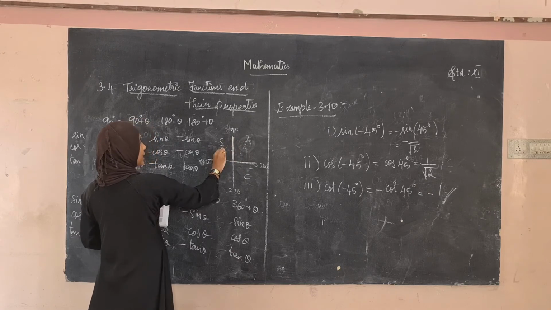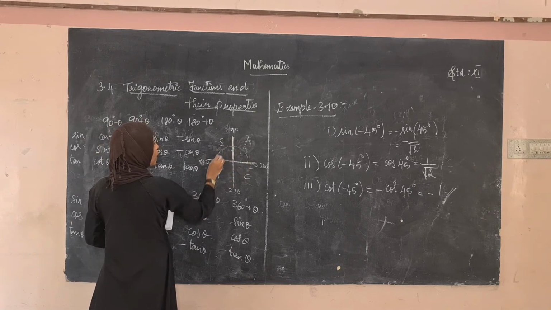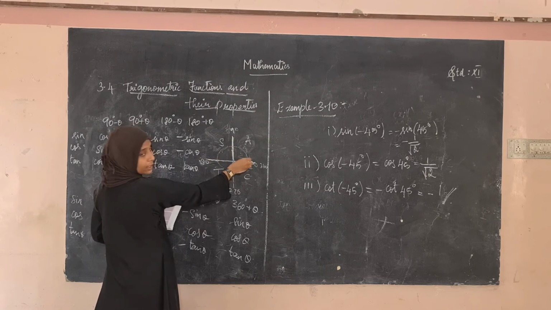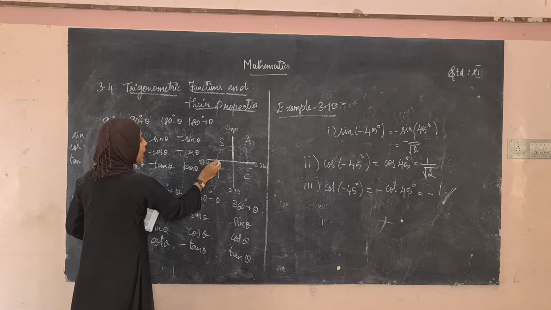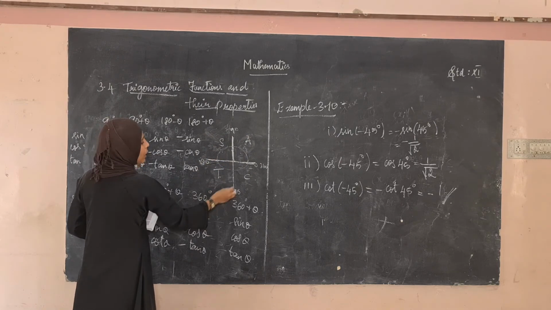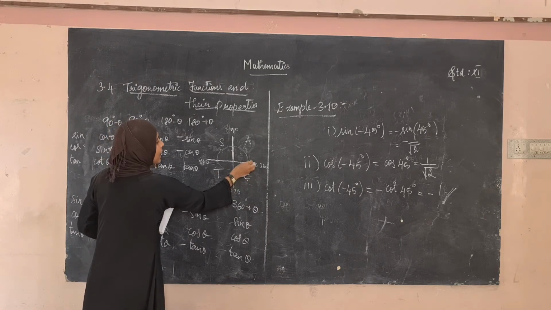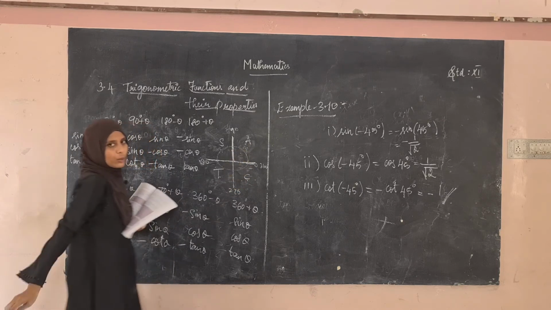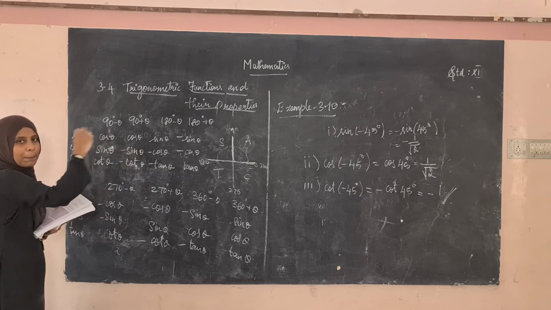90 plus theta is the second quadrant. 180 minus theta is, because it moves like this: 0, 90, 180, 270, 360. So 180 minus theta is in the second quadrant, 180 plus theta is in the third quadrant, 270 minus theta is in the third quadrant, 270 plus theta is in the fourth quadrant, 360 minus theta is in the fourth quadrant, 360 plus theta is in the first quadrant.